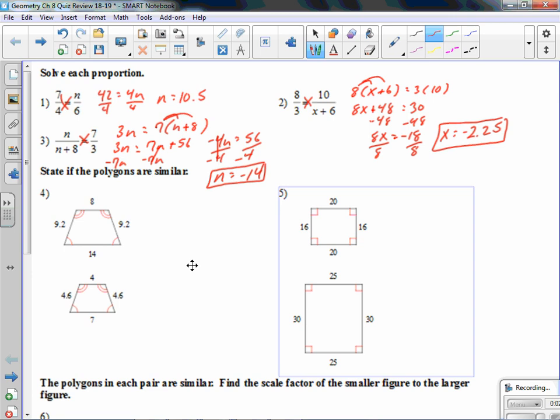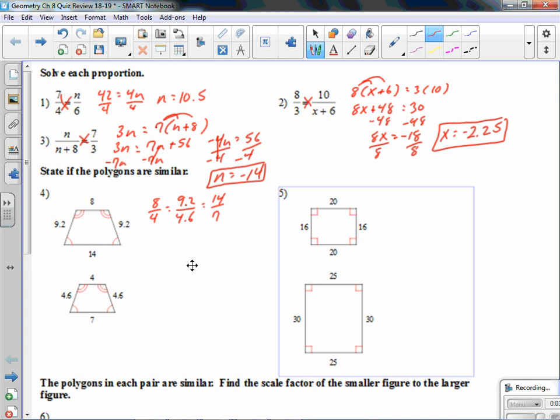So we're going with the top numbers. 8 would go with 4. 9.2 would match up with 4.6. And 14 would go with 7. We've got another 9.2 and 4.6, but since we've got those same numbers in there already, we don't have to do that twice.